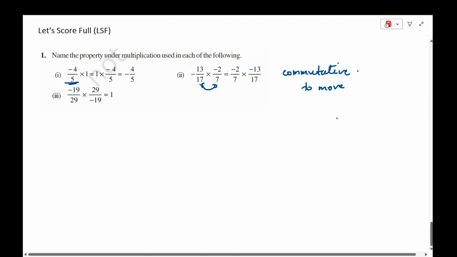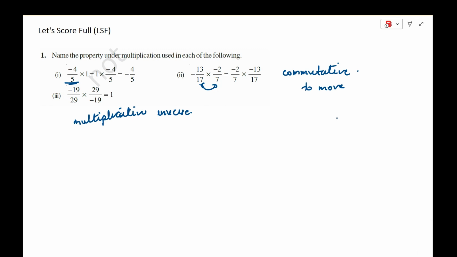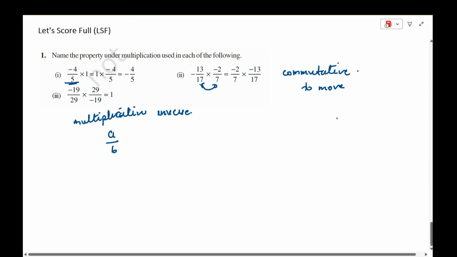Here, can you see a number and they have reversed the number. It is known as multiplicative inverse. That I forgot to teach you, so I'll teach it here. If you have any number, suppose it is in the form of A by B, and if you reverse this number, that is B by A, and multiply these two, you will always get 1. That is multiplicative inverse.